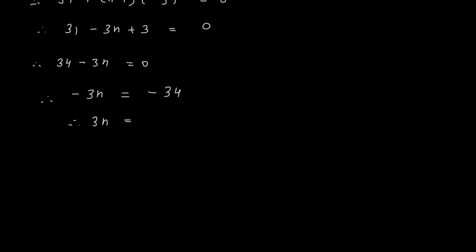Therefore you have 3n, or directly you say that the value of n is equal to minus 34 divided by minus 3. The minus signs cancel, and 3 1s are 3, 3 1s are 3, 3 3s are 9, so 11.33 will be your answer. Now, the number of terms cannot be a fraction.